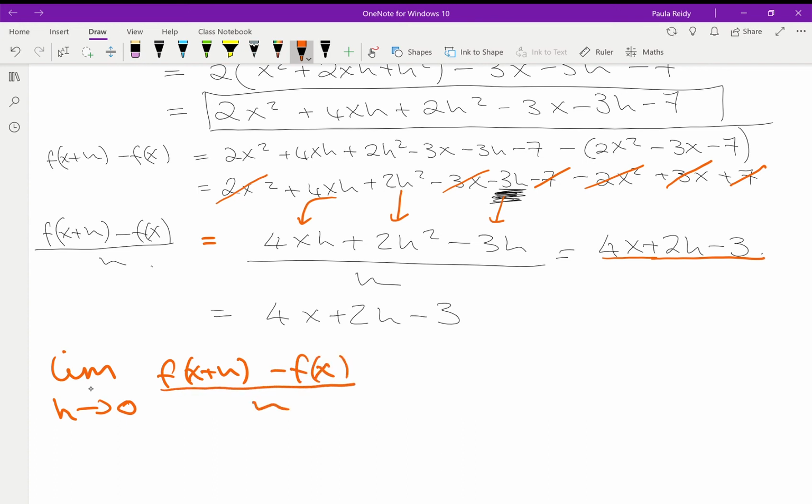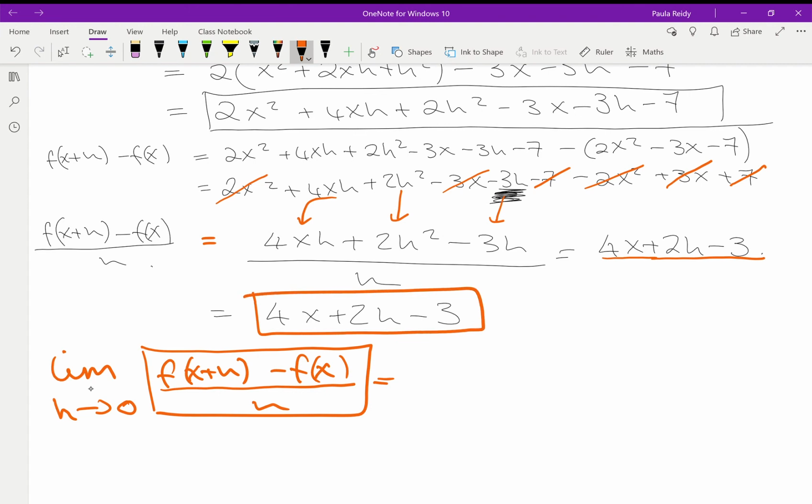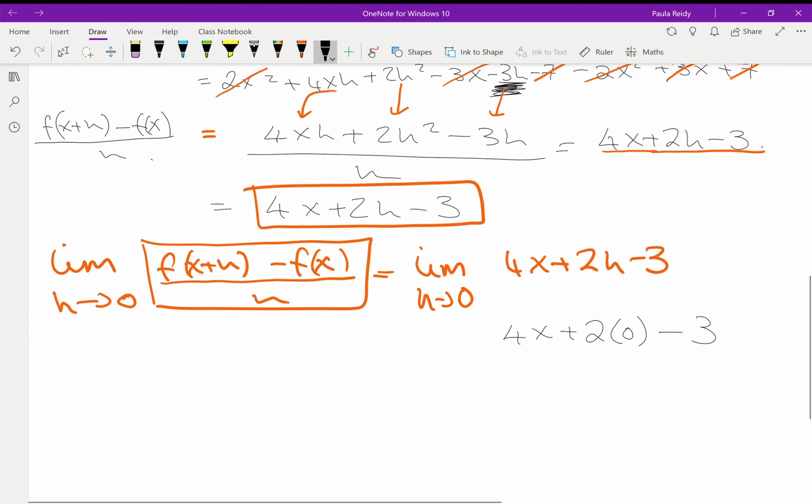So we know that this portion is exactly the same as this. So essentially what we're looking for is the limit as h goes to 0 of 4x plus 2h minus 3. Now if I let h is equal to 0 in this, I will have 4x plus 2 times 0 minus 3, which is clearly equal to 4x minus 3. And that's our answer.